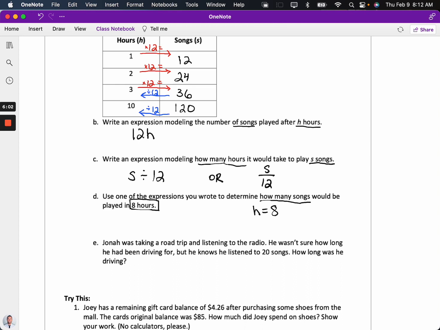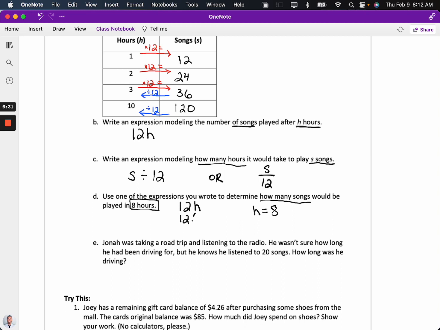If I'm trying to figure out which expression I'm going to use, I'm just going to go back to my two expressions I wrote, 12H or S divided by 12. I'm given the number of hours, so I'm just going to use the expression for finding the number of songs, where I'm using hours to figure that out. So I'm going to use that expression, 12H, or 12 times H. But again, I'm told that H is 8, so I'm just going to substitute that value in.